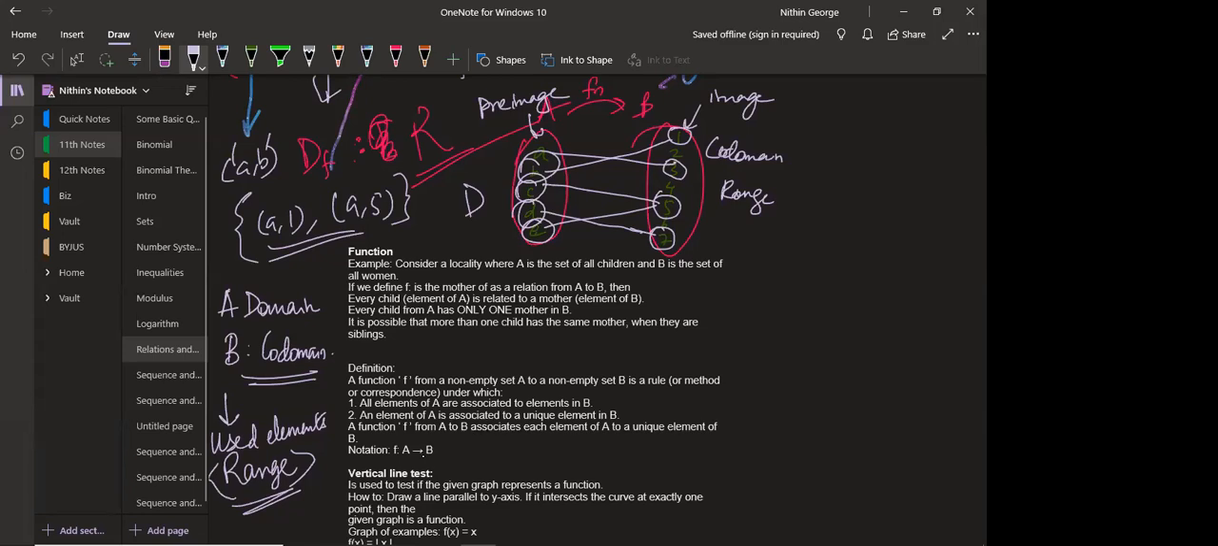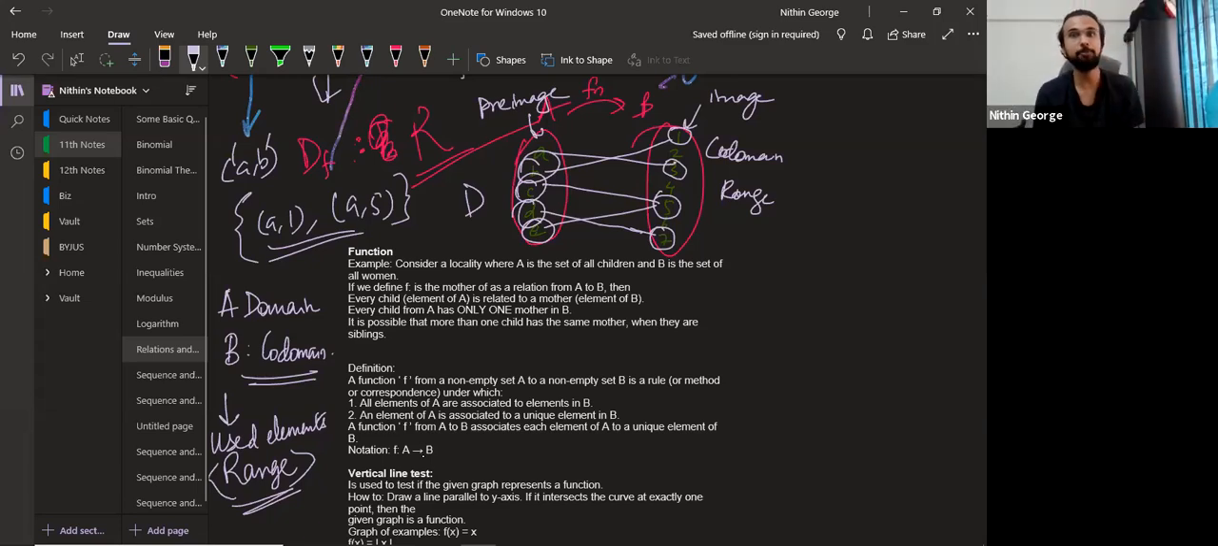Are you getting this definition? Yes, sir. All right. So then comes the second element. The element should be unique in B. Unique in the sense, not different elements. You can see that C and E are pointing to the same element 5.